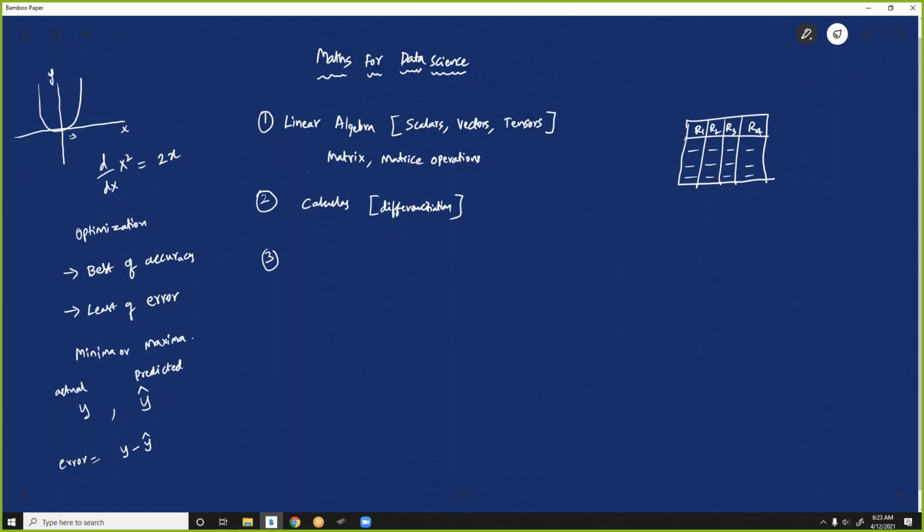The third one is statistics. Now, I'm kind of combining mathematics and statistics here. We will take a completely separate module on statistics, but statistics will also play a very important role. Specifically, there are two major areas: descriptive statistics, and there is one more thing called inferential statistics.